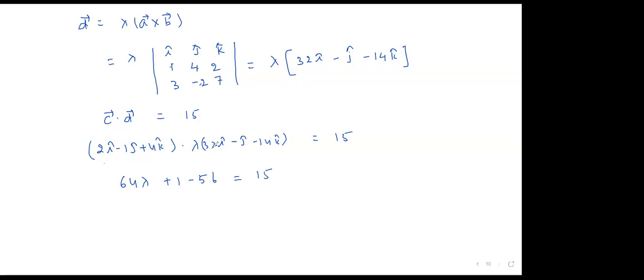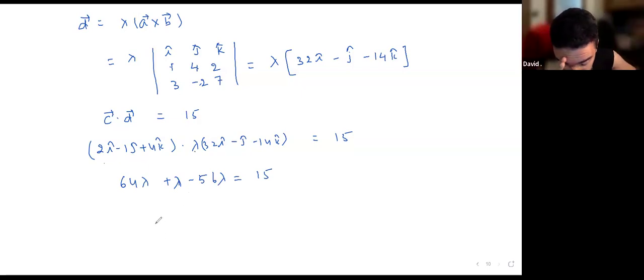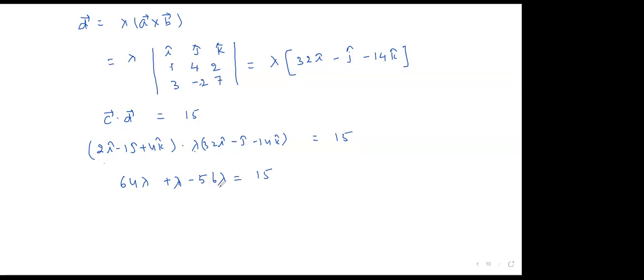Minus 1 into minus 1 is plus 1, so plus lambda, and minus 56 lambda, because lambda is there. So 65 lambda minus 56 lambda is 9 lambda equals 15. Lambda equals 15 over 9, that comes to 5 over 3. And put 5 over 3 to find vector D.